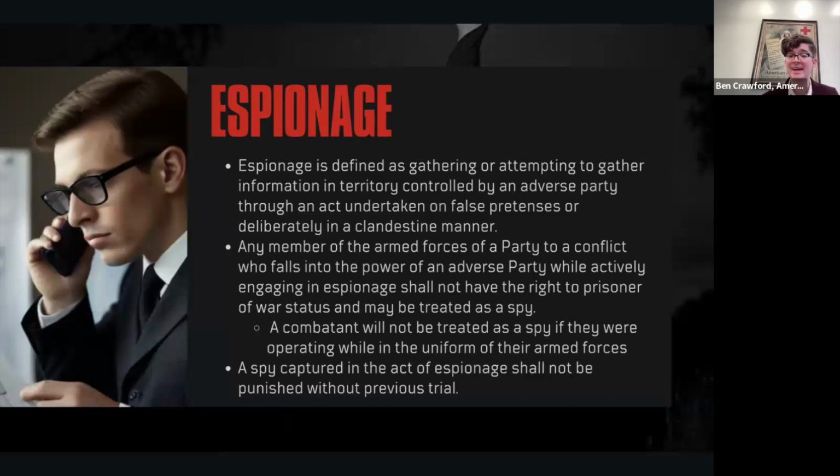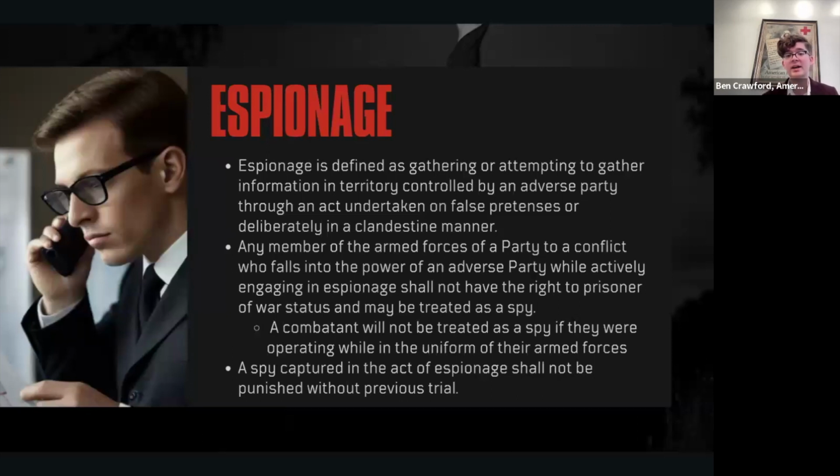if they were operating while in the uniform of their armed forces. A spy captured in the act of espionage shall not be punished without previous trial. Now, these laws apply to combatants, to members of the armed forces engaging in espionage. That is why, if they are operating within the uniform of their armed forces, they cannot be tried for espionage and therefore are granted their prisoner of war status, as they were acting openly and transparently as a combatant. However, if they were not, and say were specifically working in a James Bond-esque suit, or perhaps working dressed as an inconspicuous civilian, that would count as espionage.